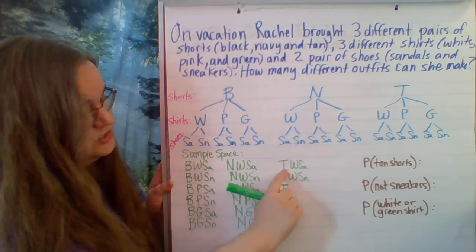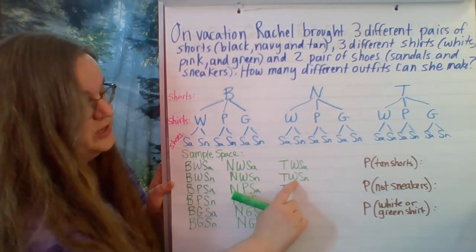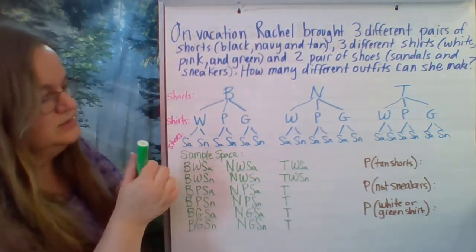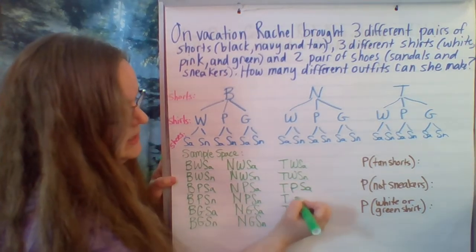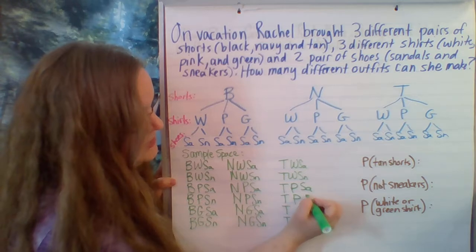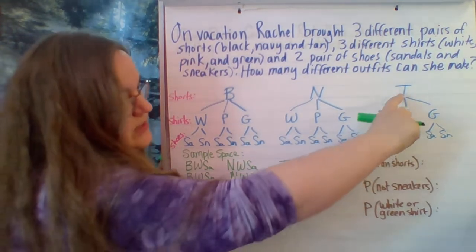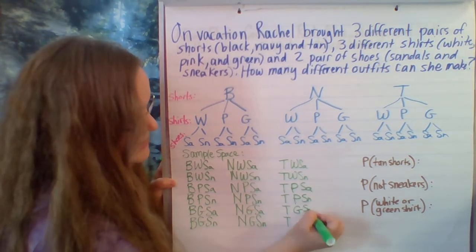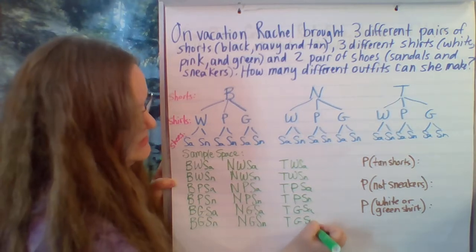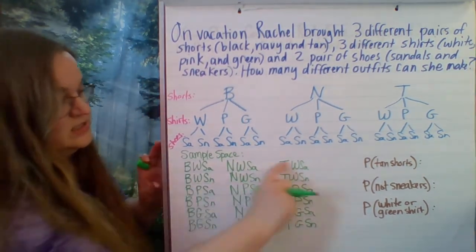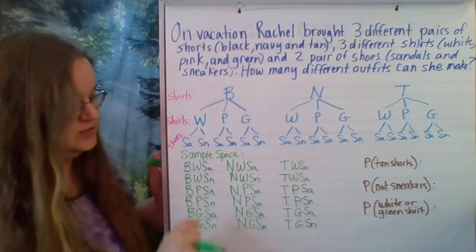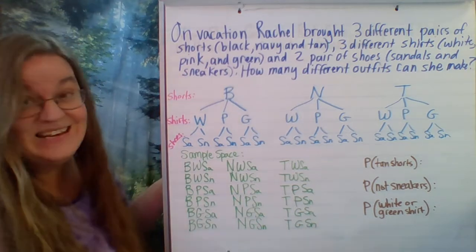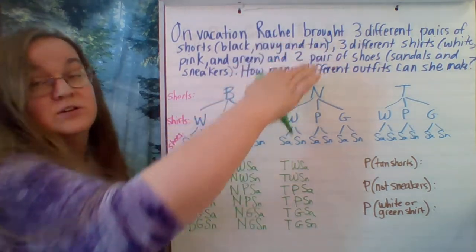I got tan shorts, white shirt, sandals, tan shorts, white shirt, sneakers. So if I look at my other branch, tan shorts, pink shirt, sandals. And then I could also have tan shorts, pink top, and sneakers. And then finally with the green, so I have tan shorts, green top, and sandals, and tan shorts, green top, and sneakers. Okay, and so this is all the possible outfits. Well, how many? I've got 1, 2, 3, 4, 5, 6. I've got 3 columns, so that's 18. There's 18 possible outfits based on what we have here.